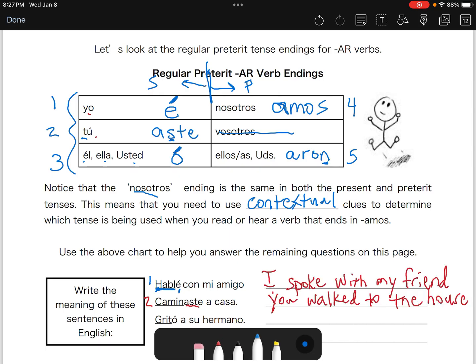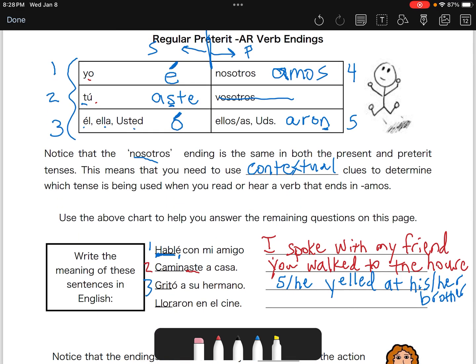Third one. Gritó a su hermano. Well, gritar means to yell or scream. So who's doing the yelling and screaming? It's either él, ella, or usted. So we're not sure if it was he or she, so we'll just write it like this. Or you formal, but it could be either one. She, he yelled at. Su would be his or her. His or her. Hermano, brother.